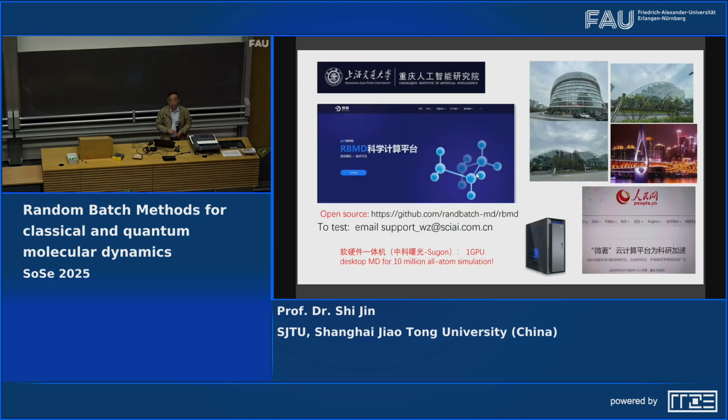So with that, actually, I have an AI institute in Chongqing. It's beautiful. Chongqing is a very fascinating city. You should visit. It's as fascinating as Shanghai, by the way.